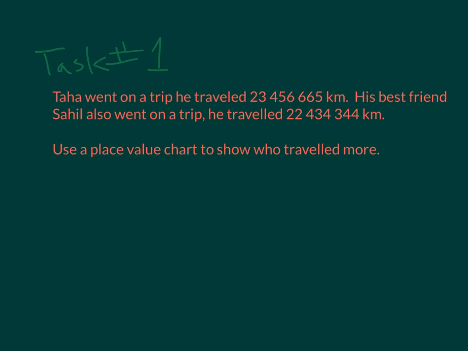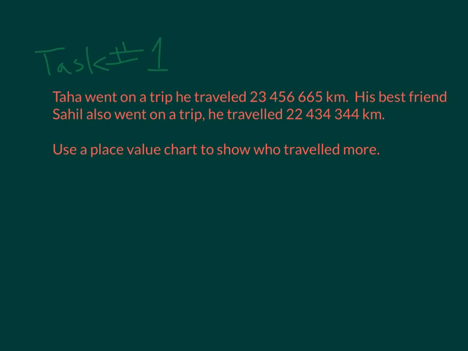Your first task, it says Taha went on a trip. He traveled, and I have a number there for you. I want you to try to read it. Again, use your periods. You know that this would be my hundreds, this would be my thousands, this would be my millions. His best friend, Sahil, went on a trip, and he traveled that many kilometers. Read the number. Use a place value chart to show who traveled more. So pause the video, put it in, and then come back when you're ready.